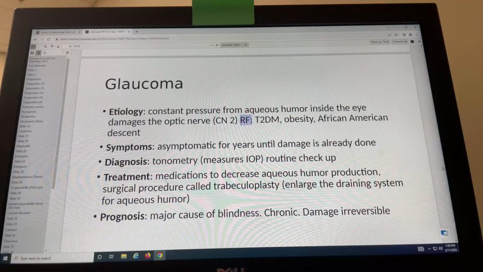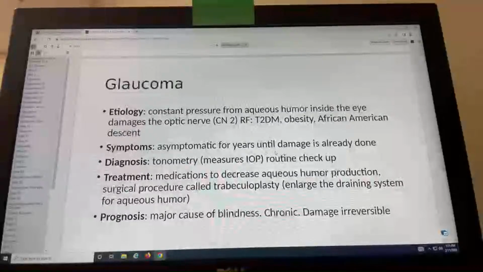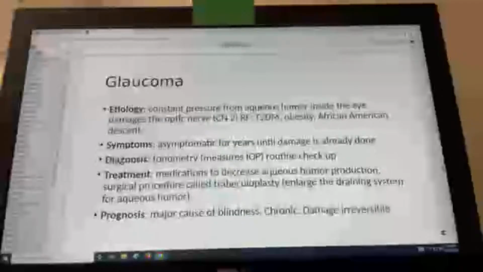Lots of risk factors. I don't know if you've talked about diabetes yet in Miss Kelly's class, but it's a big one, right? Diabetes is a huge thing in the medical community. So type 2 diabetes, that's what that is, T2DM, is a big risk factor for glaucoma. Same with obesity and African American descent. Very common, just being on the lookout for those.